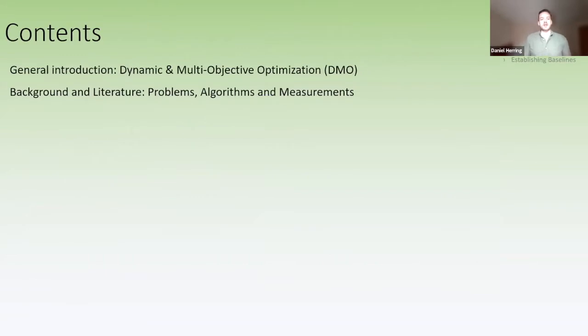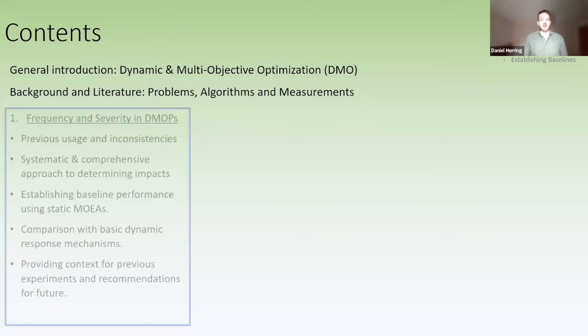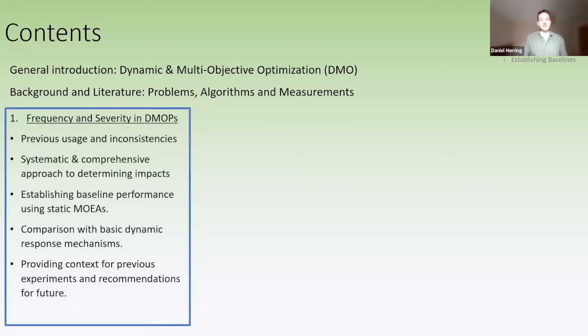Now that we're at least a little familiar with dynamic multi-objective optimization and with evolutionary algorithms, I'm going to talk through each of the three distinct chapters of work, covering the motivations, methodology, and contributions from each. Firstly, investigating the frequency and severity parameters that control the nature of dynamic change events within these problems.